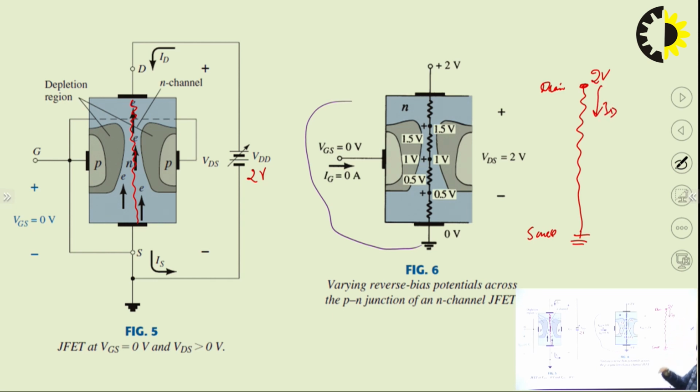So if I see this point, A, the potential would be equal to 2 minus the drop across this resistance R1, that is, ID multiplied by R1. This is the potential at point A, VA. And at point B, the potential would be equal to 2 minus ID multiplied by R2, so this would be the potential at VB.